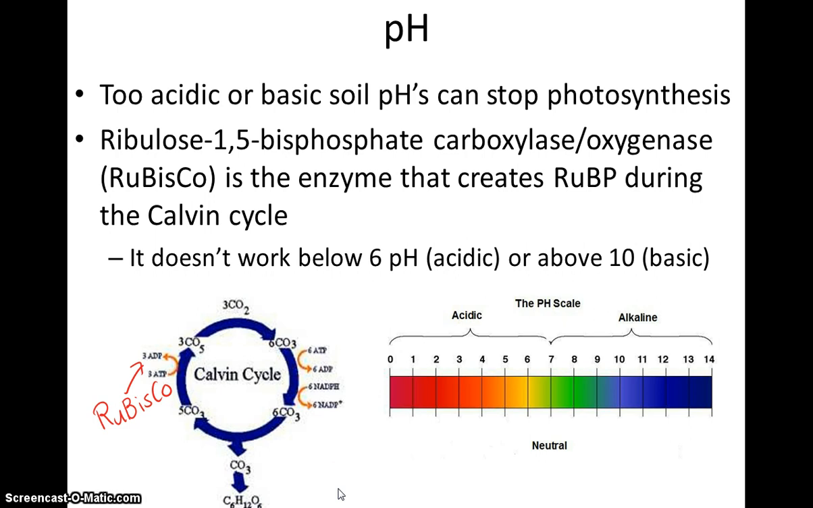Rubisco specifically is not going to work below 6 on our pH scale, and I just put this here to remind you that low numbers on the pH scale are acidic and high numbers are basic, or what they say is alkaline. So rubisco is only going to work within kind of this narrow range of basically 6 to 10, and if it's too acidic below that or too basic above that, this can actually shut down the photosynthesis of the plant.